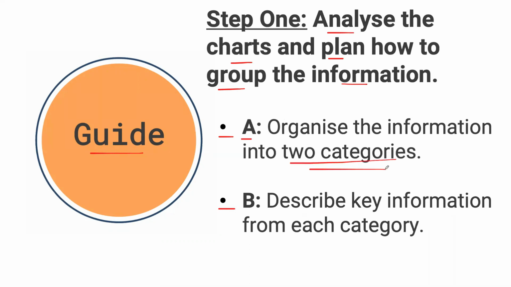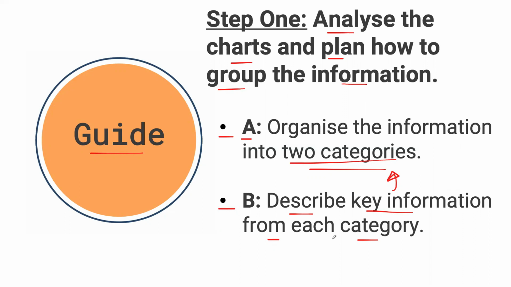When we're looking at multiple pie charts, it is sometimes confusing and a little bit time-consuming to understand how to make these 2 categories. So I will walk you through that today. And then secondly, we're going to describe the key information from each of the 2 categories. It's very important that we do not discuss each and every piece of information from all of the pie charts. That is a pitfall and a difficult component of this type of question. So we're only going to be looking at the key information.